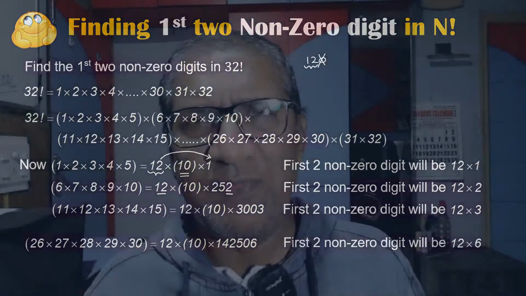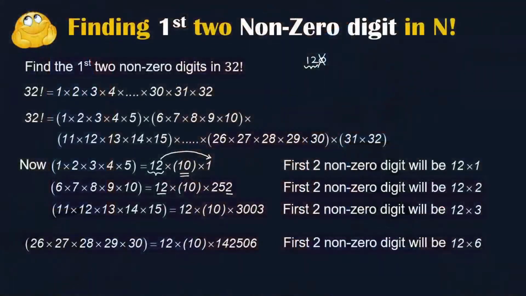Same thing here. In the first non-zero digit, we multiplied with 2: 2 into 1 for the first bracket, 2 into 2 for the second bracket, 2 into 6 for the sixth bracket. Same thing here, but in this case I am considering 12 as a whole. I am not taking only 2, because I don't need the first non-zero digit. I want the first two non-zero digits. That is why I am considering 12 here. Clear? And the last bracket is given to us as 31 into 32.